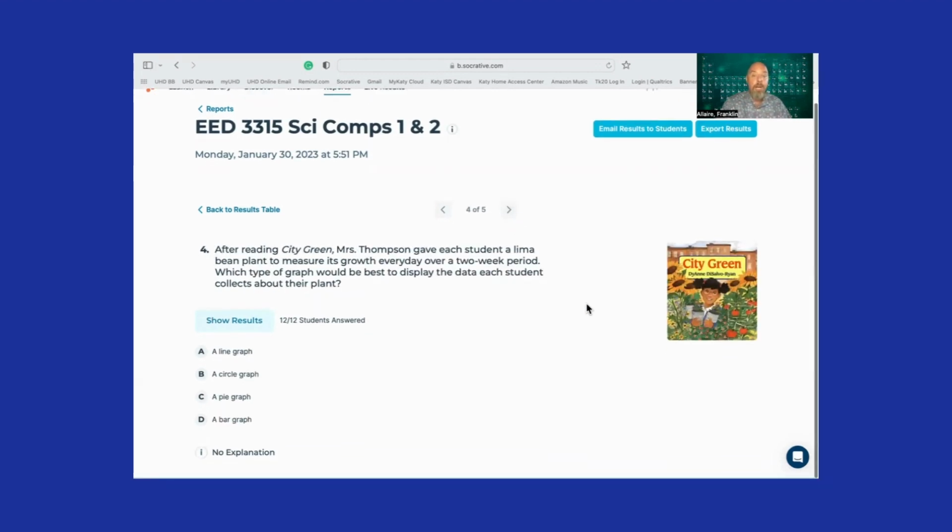Question number 4. This is a great book. If you haven't read it, please check it out.